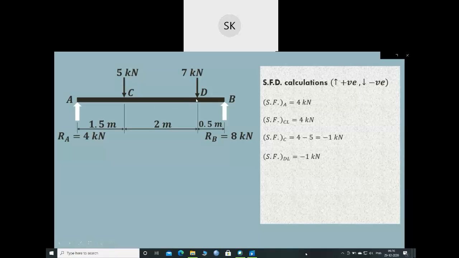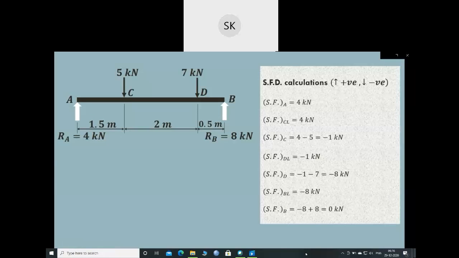Similarly, shear force between C and just left of the D will be the same because there is no other force that is acting between C and D left on the beam. So it is minus 1 kilonewton. But suddenly at point D, there is a downward acting force of 7 kilonewton. So it is minus 1 minus 7, that is minus 8 kilonewton. Shear force at B left will be the same, minus 8 kilonewton, because between D and just left of B, there is no other force that is acting on the beam. But exactly at point B, there is an upward acting force of 8 kilonewton. So it is minus 8 plus 8, that is 0 kilonewton.